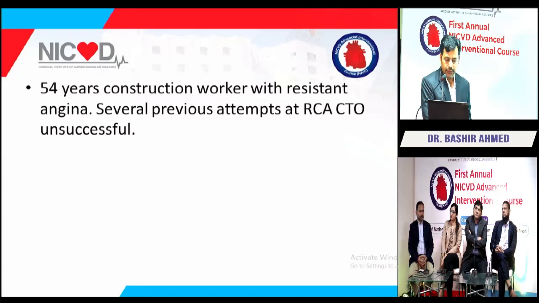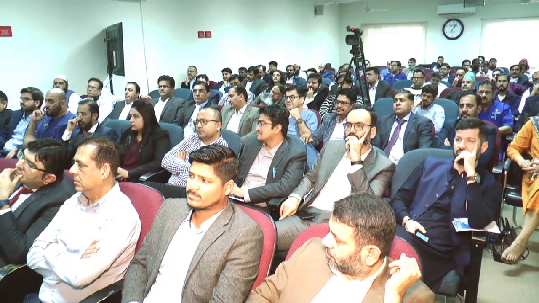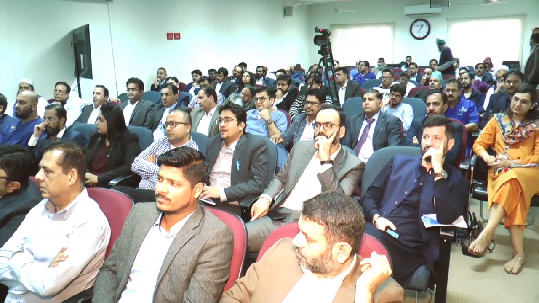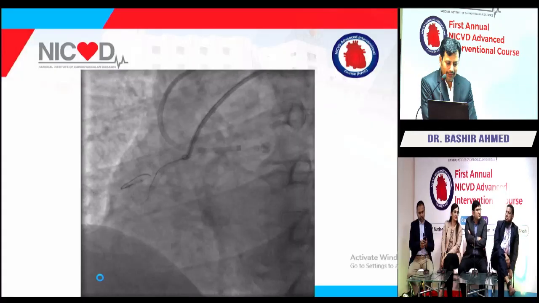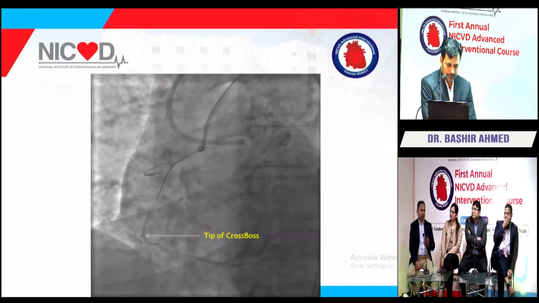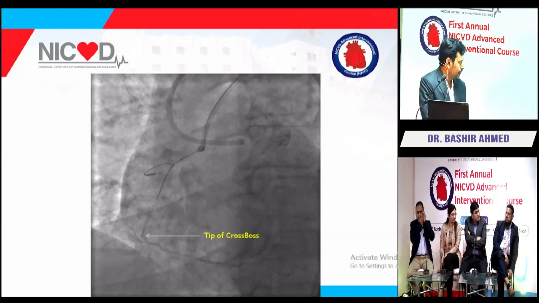In another case, a 54-year-old construction worker with resistant angina, several previous attempts at RCA CTO were unsuccessful. Here is the case. So dual injection, collaterals from, I think you can also see, it looks like bridging collaterals and collaterals from the left system also. The mechanism of failure in all previous attempts at other institutions was they would go subintimal and then they would stop. So we knew that would be something that would happen.